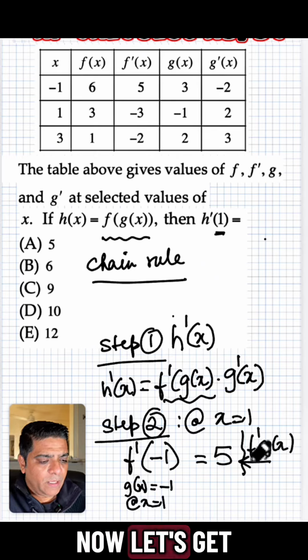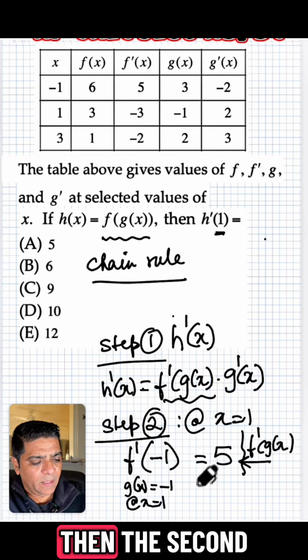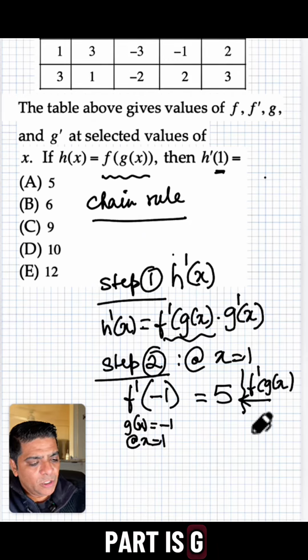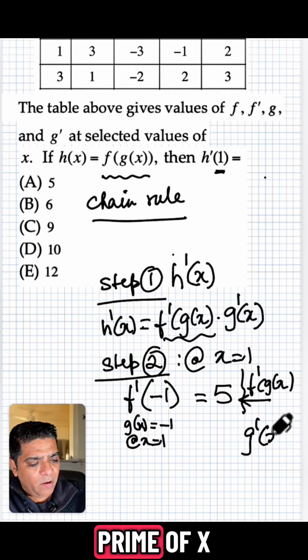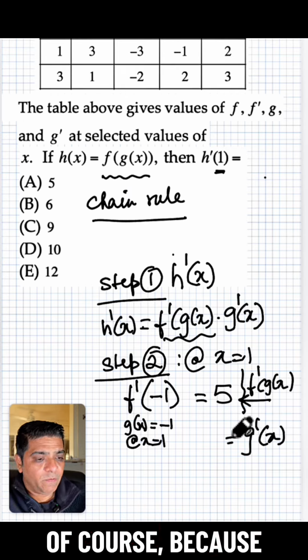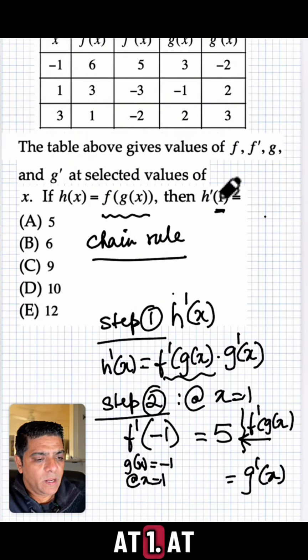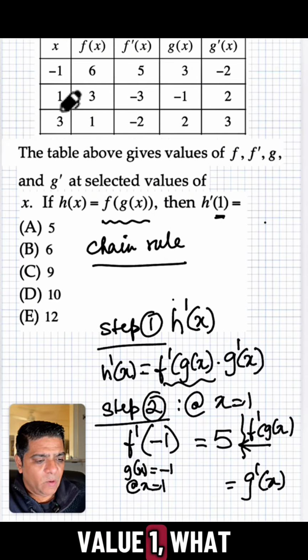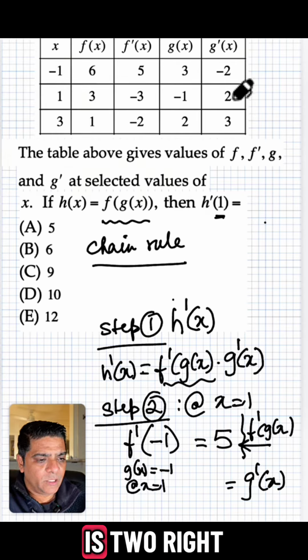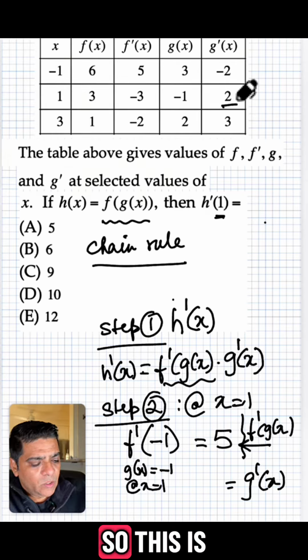Okay, so now let's get to g prime of x. The second part, g prime of x, is going to be at 1, of course, because we need h prime at x value 1. So at x value 1, what is g prime of x? It is 2, right here. So this is going to be 2.